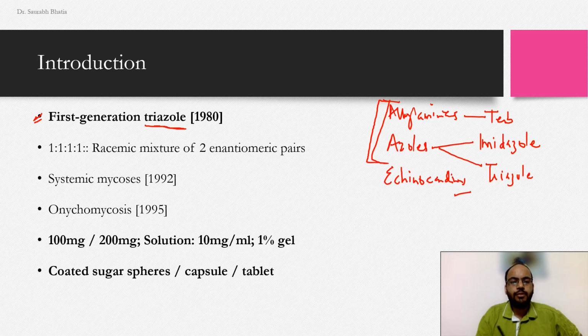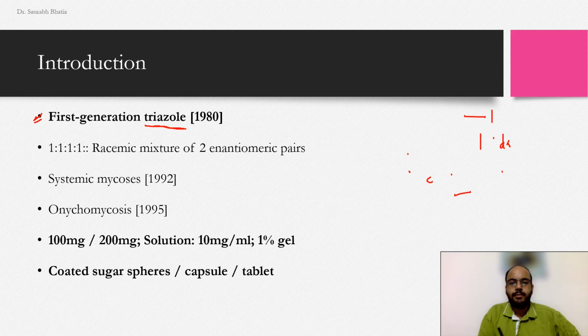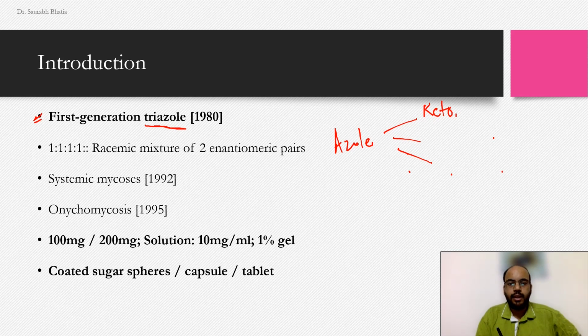So itraconazole is the first generation triazole, but you can say that it is a second generation azole. So let me just clear everything out so that we can make much more sense. Good enough. So azoles, you have first, second, and third generation. First generation includes imidazoles like ketoconazole. First generation azole is ketoconazole.